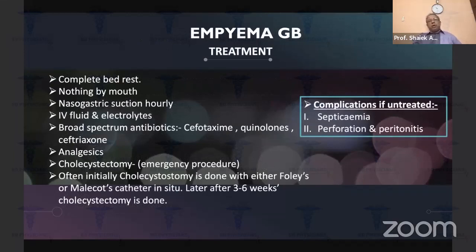Empyema gallbladder treatment: complete bed rest, nil by mouth, nasogastric suction hourly, IV fluid and electrolytes, broad-spectrum antibiotics such as cefotaxime, quinolones, ceftriaxone, analgesics, and cholecystectomy as an emergency procedure. Sometimes cholecystostomy is done with either a Foley catheter or Malecot catheter in situ. Later, after 3 to 6 weeks, cholecystectomy is done. Complications, if untreated: septicemia, perforation, and peritonitis.